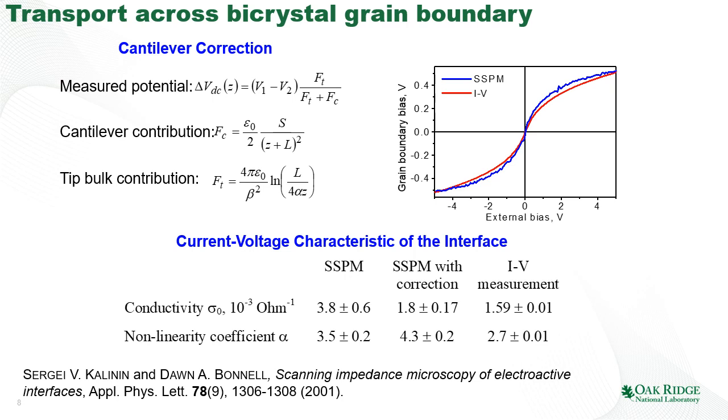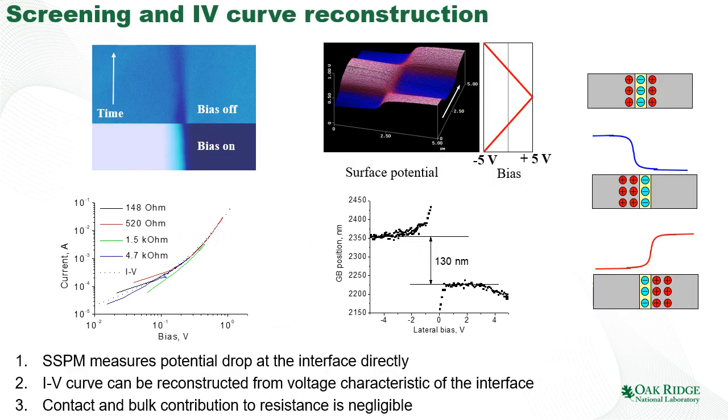And in this case, I try to compensate for the cantilever contribution. So it allows me to change the signal a little bit. And I compare my measurements derived from scanning probe microscopy to the measurements derived from the classical IV measurements. And it turns out that both my nonlinearity coefficient and conductivity are very, very close. So basically it goes to the point that my transport measurements using the KPFM are close to being quantitative. So if I account properly for feedback effects, if I account properly for the cantilever non-local part, I can get numbers which agree very well with the macroscopic measurements.